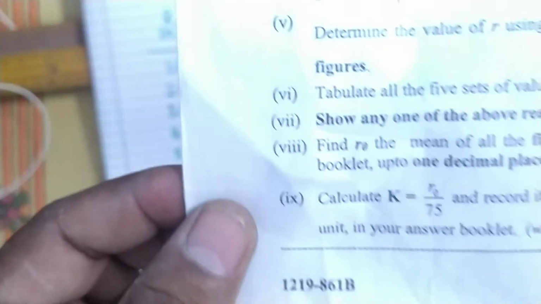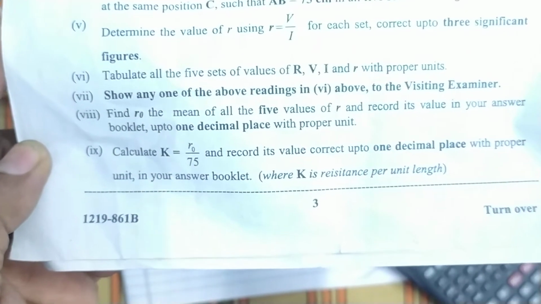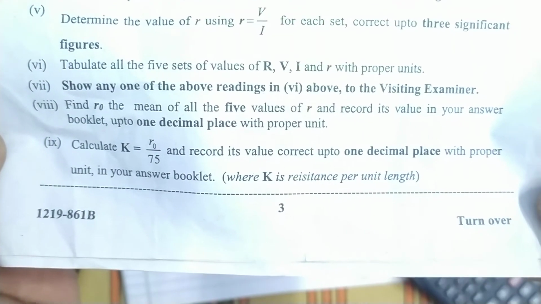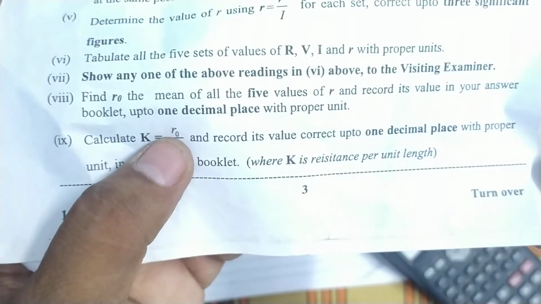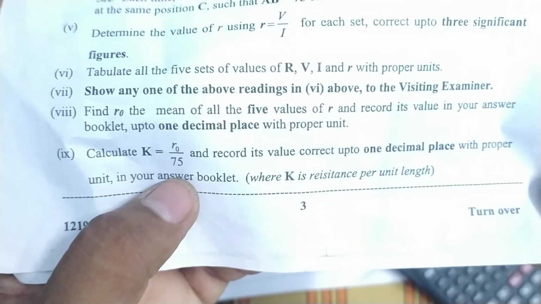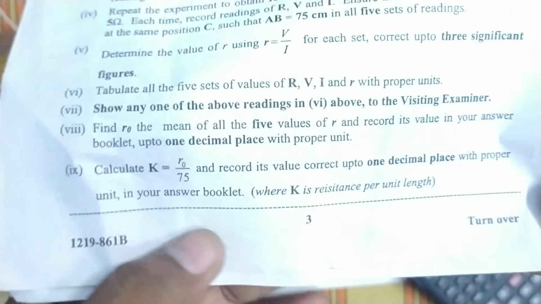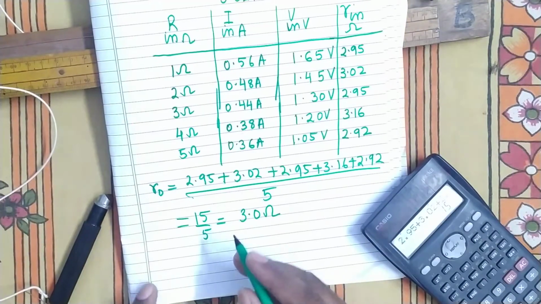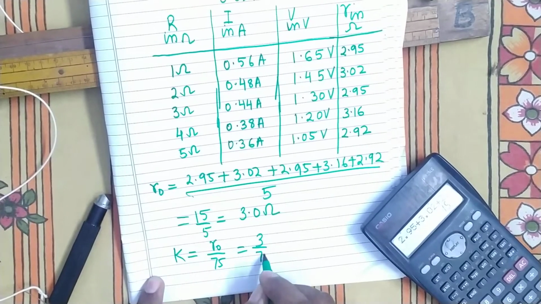Now after this you have to calculate K. R naught upon 75. What is 75? 75 centimeter. And record its value correct up to 1 decimal place with proper unit. What will be the unit of K? R naught is in ohm, 75 is in centimeter, so it is ohm per centimeter. It's clear? Which is the resistance per unit length. So that I am going to find out here. So K equals R naught upon 75, that is 3 upon 75.